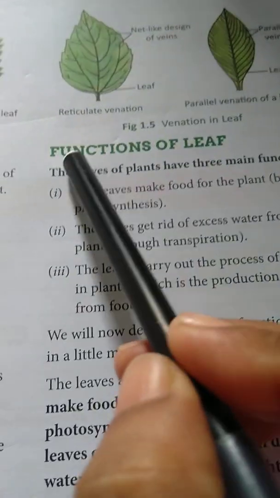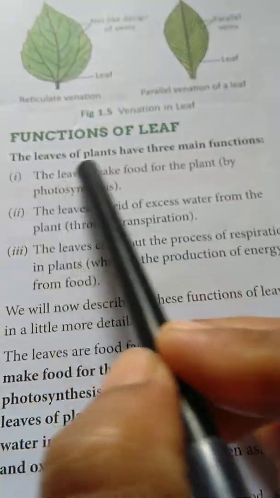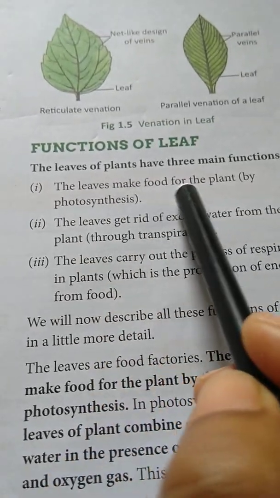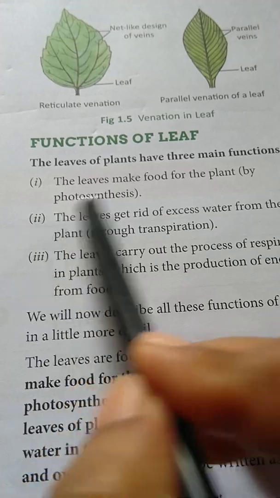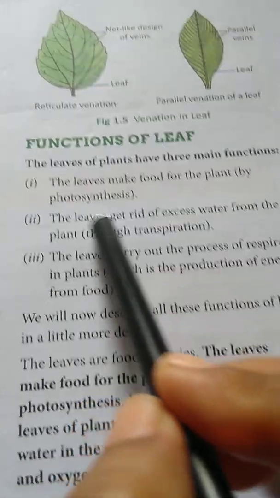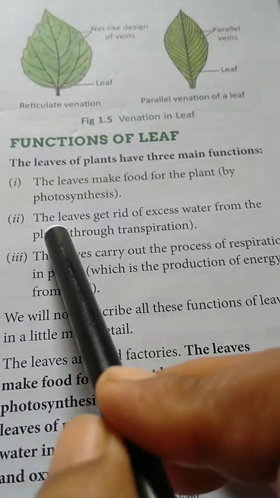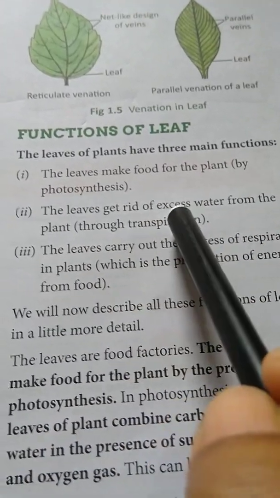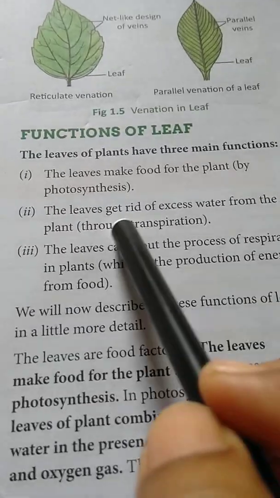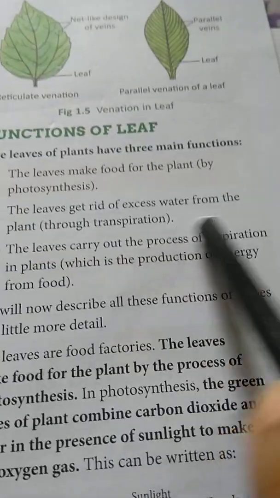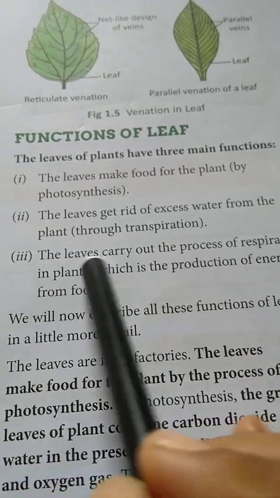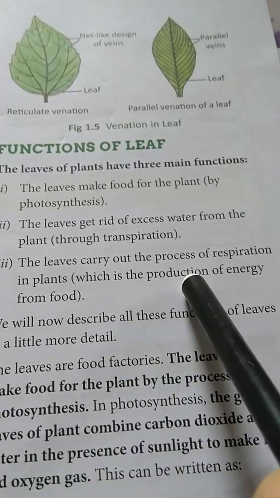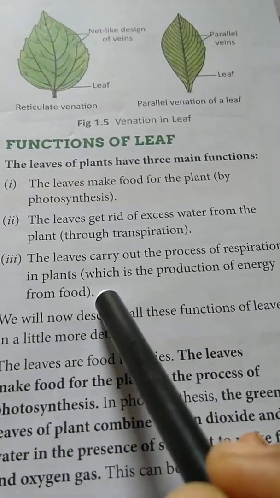Next, functions of leaves. The leaves of plants have three main functions. Basically, leaves make food for the plants by the process of photosynthesis. Again, the leaves get rid of excess water from the plants through transpiration. So leaves help to release excess water by the process of transpiration with the help of stomata. The leaves also carry out respiration in plants, which produces energy from food.